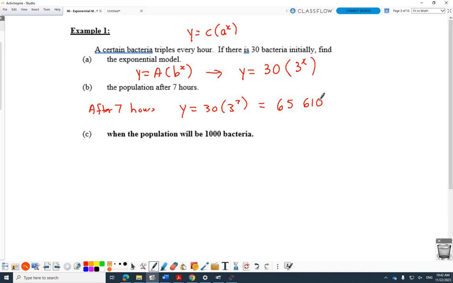65,610 bacteria if we were getting all upset about units. Now, see this bold one? This is the question we cannot do in grade 11. Not without some serious playing around. This is what you will learn in advanced functions, because the difference is now I get this equation: 1,000 equals 30 times 3 to the x, and it's my job to figure out what the x is.